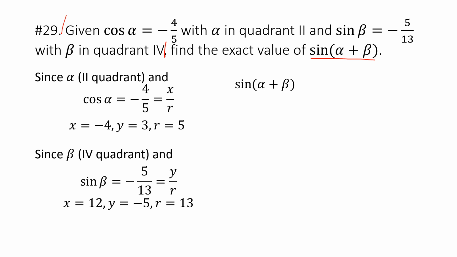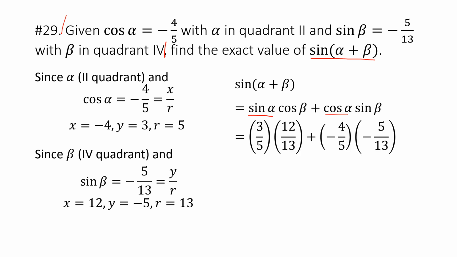Sine alpha plus beta, we can expand it: sine alpha cosine beta plus cosine alpha sine beta. Okay, alpha case, this sine alpha is 3 over 5, y over r. Cosine beta is x over r, so negative 4 over 5. So we find this. Okay, using the beta case, cosine beta, x over r, 12 over 13. Sine beta is y over r, negative 5 over 13. You plug this into your calculator, and then we get 56 over 65.